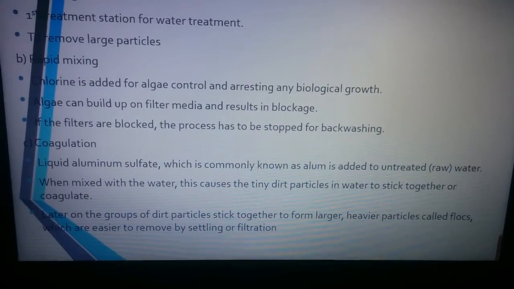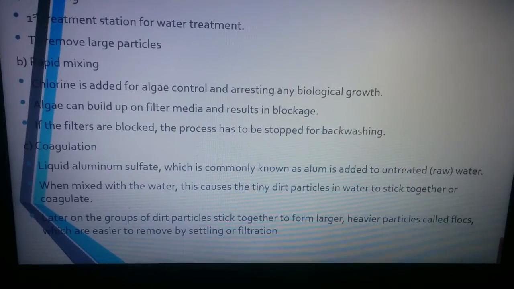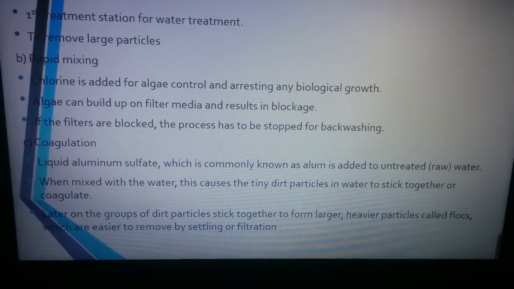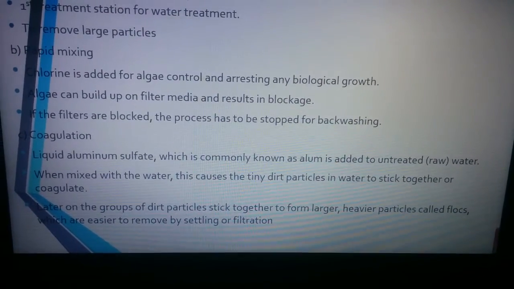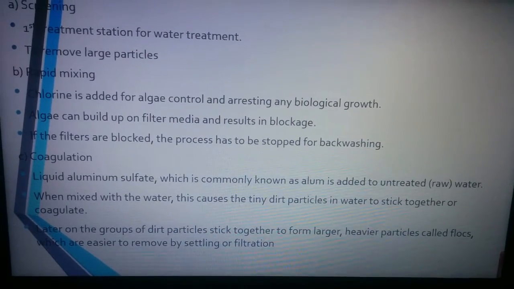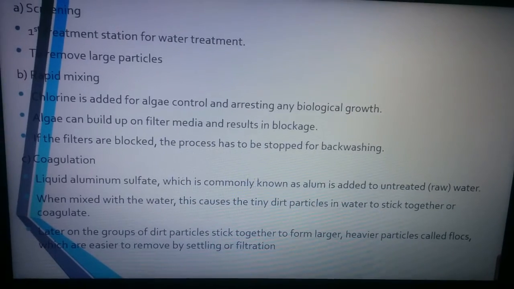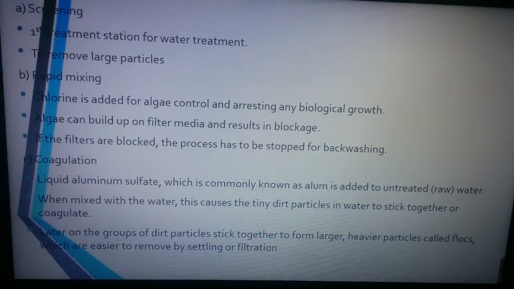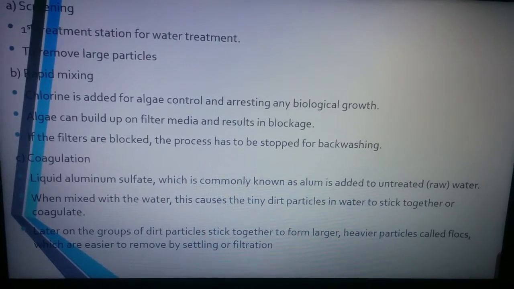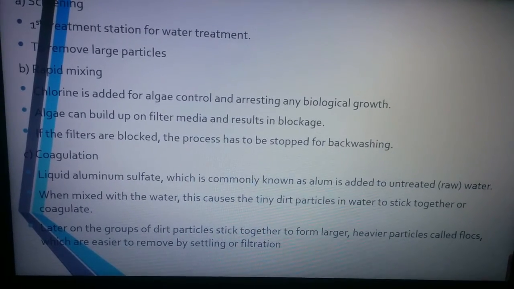Right? If it is blocked, the process has to be stopped and it needs to be backwashed just to clear the blockage. This takes a lot of money and time. Other than that, algae also creates a very different odor and an unpleasant taste in the water treated.